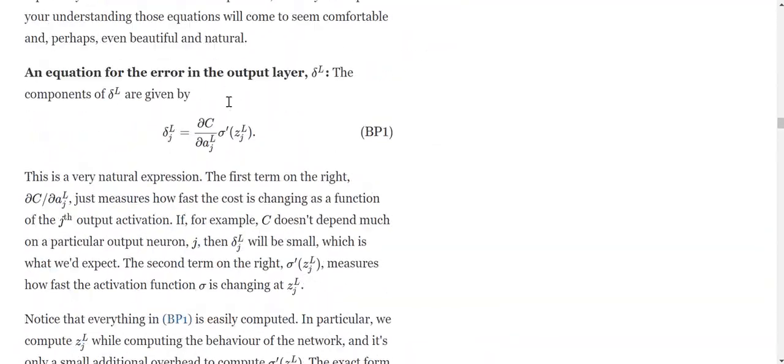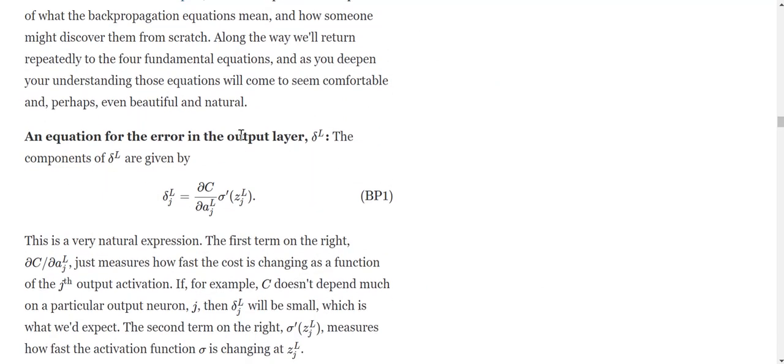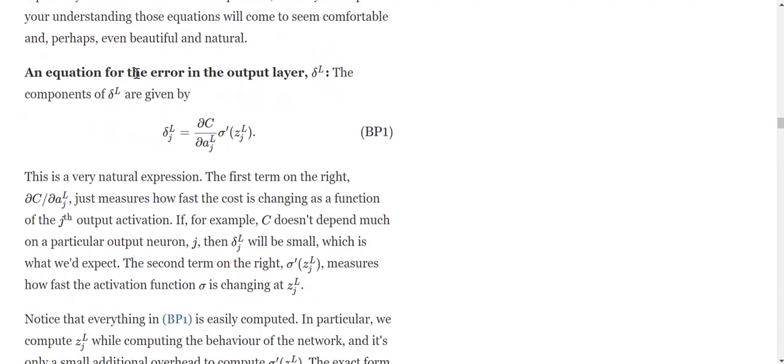Did I go a bit too far up? Yep. So we were here. We had finished this: an equation for the error in the output layer, delta L. The components of delta L are given below.